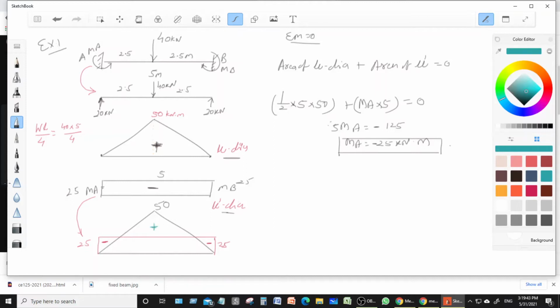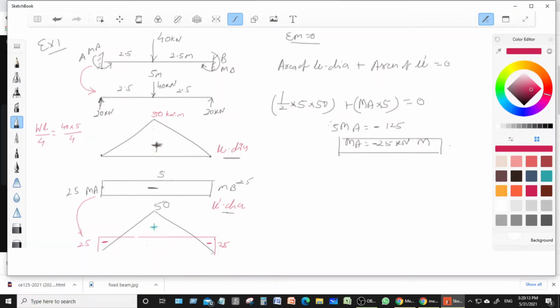Now look here, your positive moment and your negative moment are both superimposed on each other. It means positive and negative are going to cancel out, so it is going to be a null moment, and this bottom portion will be null. So this is your final bending moment diagram.